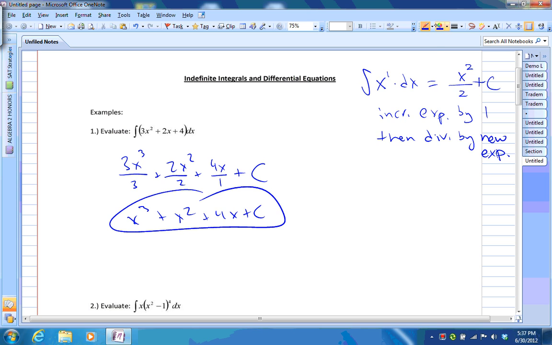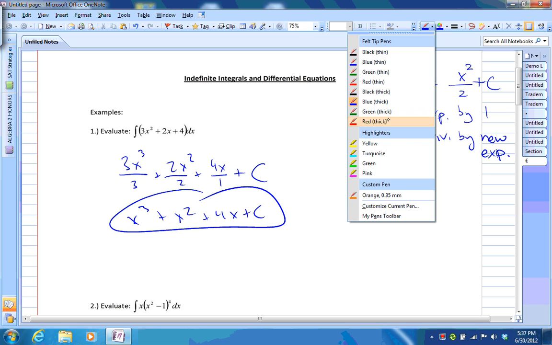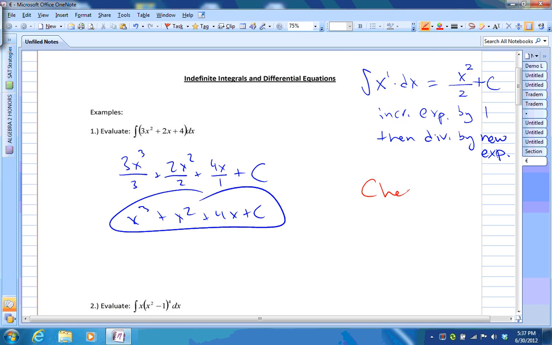And always as a check, as I just mentioned a moment ago, if you were to take the derivative, so say for example y equals x cubed plus x squared plus 4x plus a constant, if you take the derivative, guess what? You get 3x squared plus 2x plus 4, and of course the c just goes away. So you know that we did this right, because the derivative of our answer gets us back to the original expression.